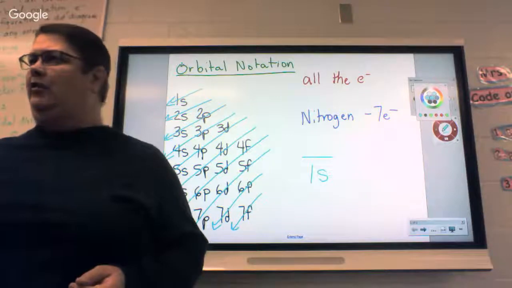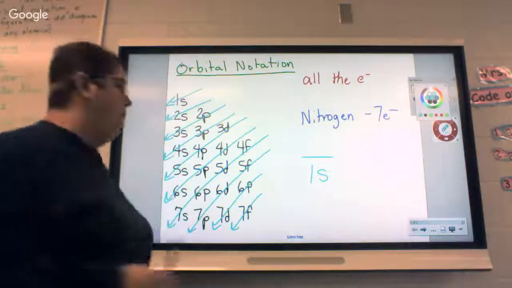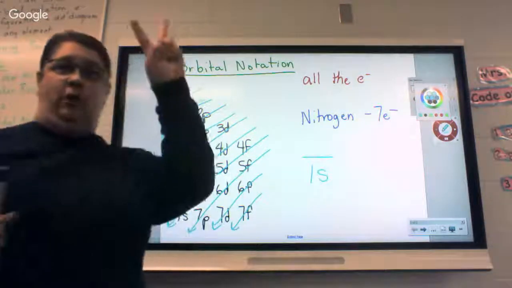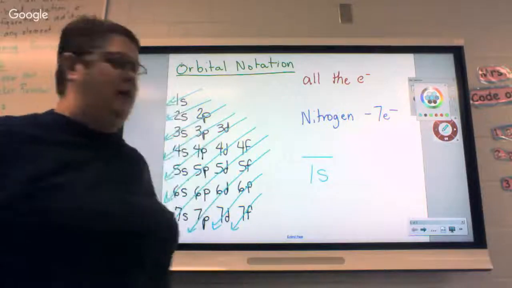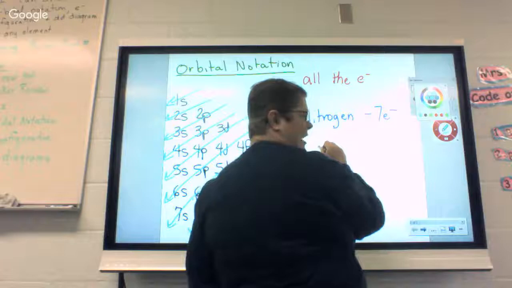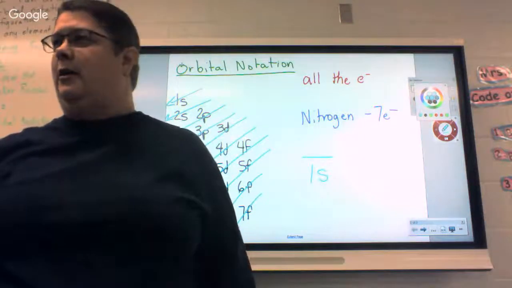Now, how many electrons do we learn could go in an orbital? 2. So at most, I'm going to be able to draw how many arrows on this line? 2. Now, that's only 2 electrons. How many electrons does nitrogen need? So I can't draw 7 here. So do I have enough to put in my 7 electrons?